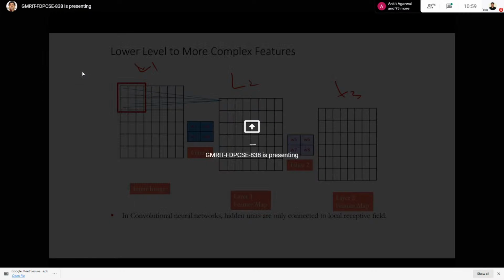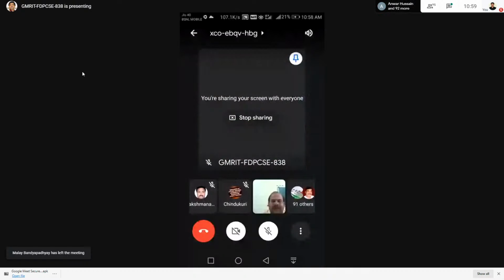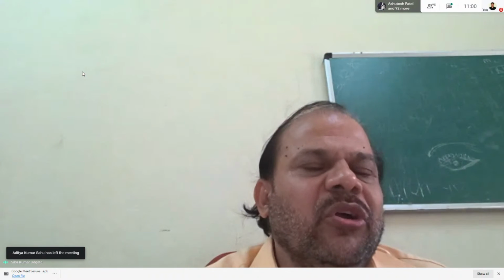So this is layer 1 feature map. Then apply another filter, you get layer 2 feature map, and so on and so forth. Okay. Now, once you get the convolutional feature maps, or convolved feature images, then what do you do? There is a concept called pooling. Now, what is pooling?